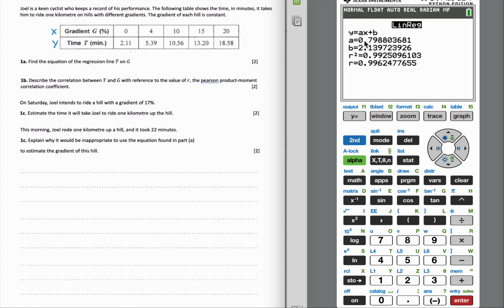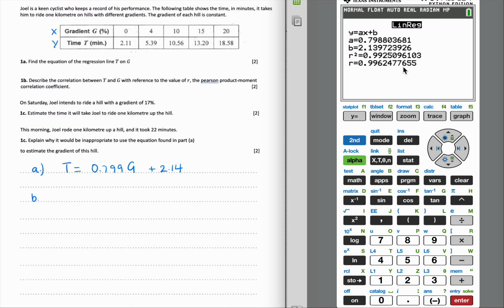When you write it into your exam paper, you literally just sub in the a and the b values. So we're going to do that here. Question A is y is equal to 0.799x plus 2.14, to 3 significant figures. However, the question wasn't x and y, it was g and t. So in order to get the full marks, I actually need to change my variables to g and t, which is what the question is talking about. So always make sure you double check what the variables are that you should be using.